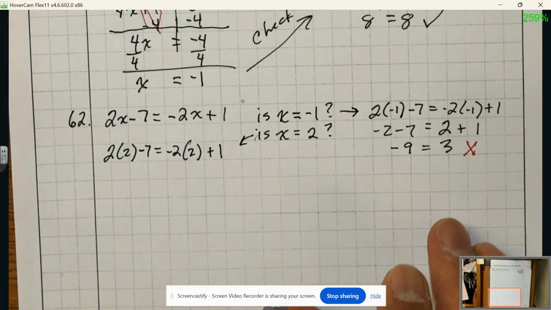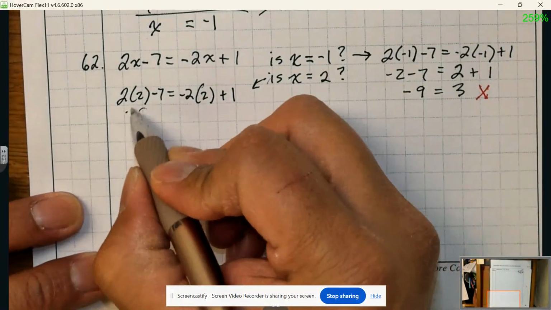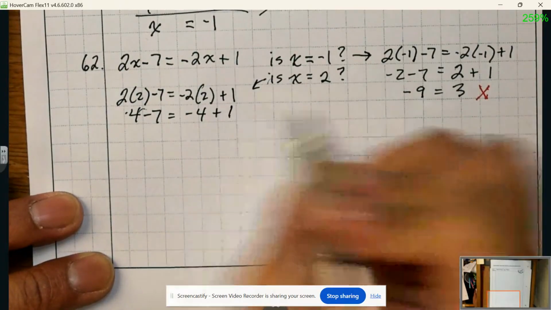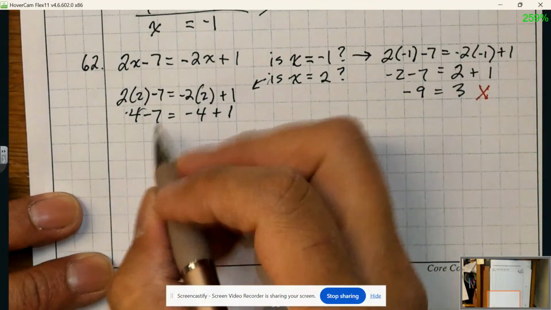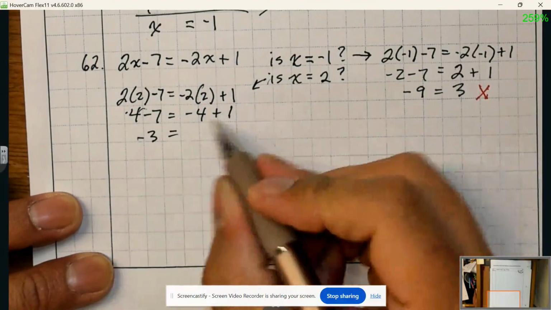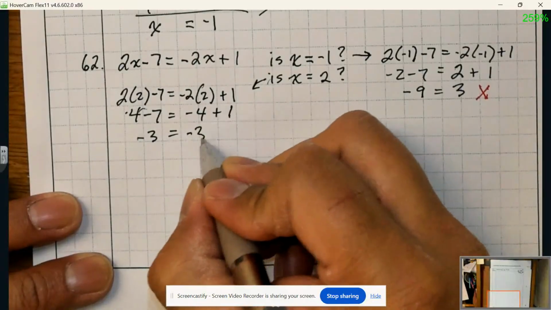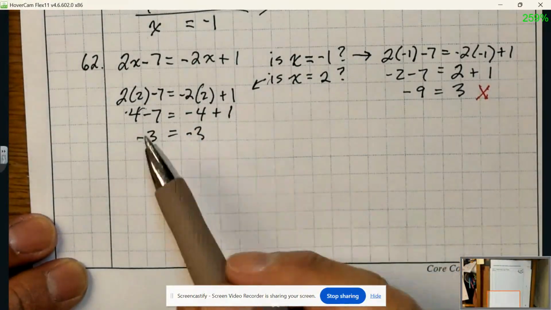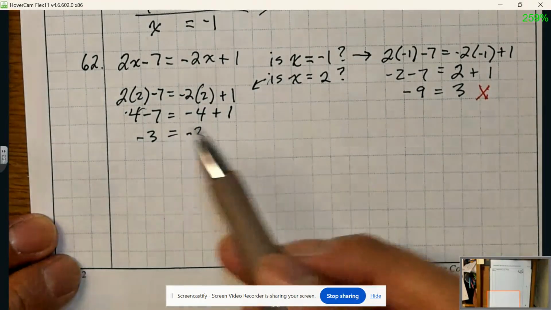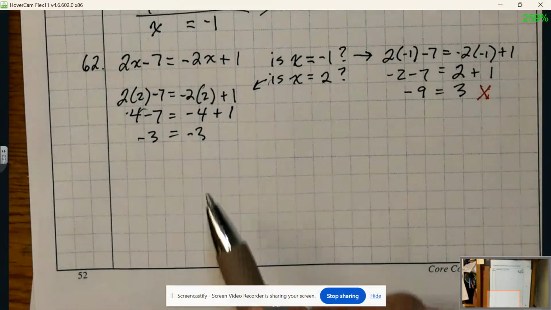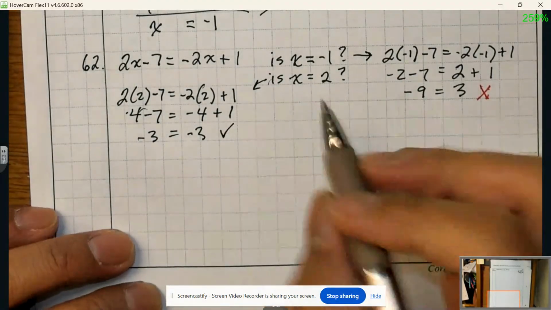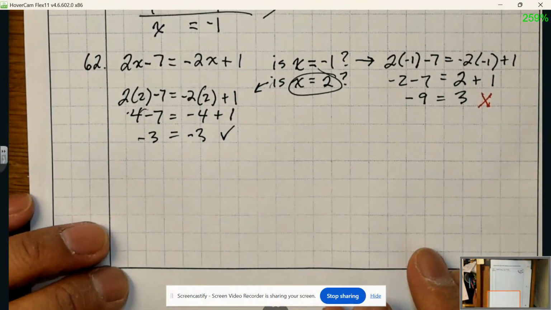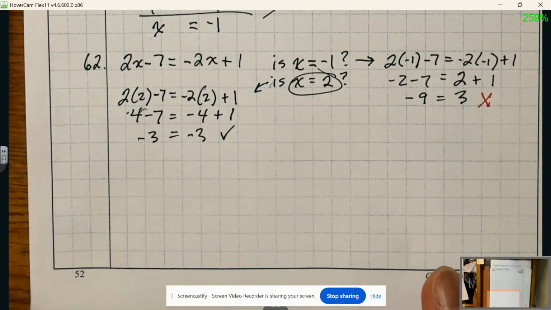So this gives us 4 minus 7 is equal to negative 4 plus 1. 4 minus 7 is negative 3, and negative 4 plus 1 is negative 3. So make sure that you're using your number lines or something that assures you don't make mistakes when you're doing positive and negative addition. Okay, so this checks out, and this kid is correct. X is equal to negative 2, and that's what it means.